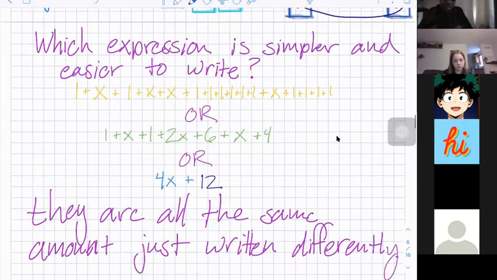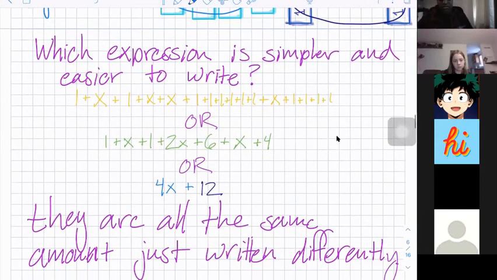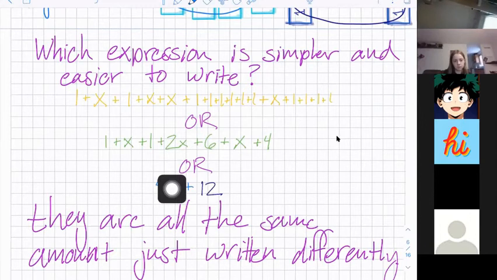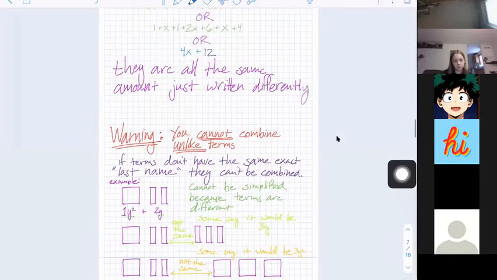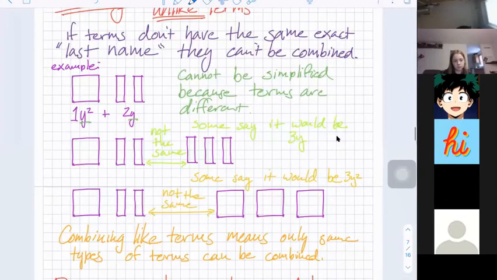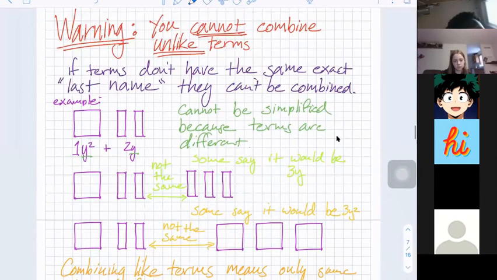One of them just makes more linguistical sense. So which expression is simpler between these ones? These are just the 3 expressions that we had written above, and this one is less writing. It's easier to think about. I still know what it means. It's very descriptive. But a warning is that you cannot combine unlike terms. So this is a warning. I have students every year that try to combine unlike terms. It's important to recognize the terms, if they don't have the exact same, what I like to say, last name. If the last name isn't the exact same, then you can't combine them.